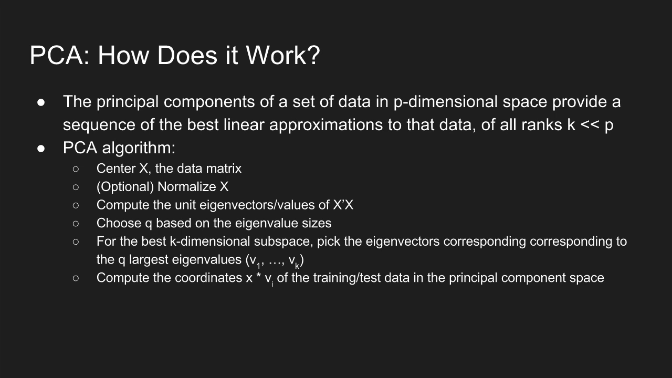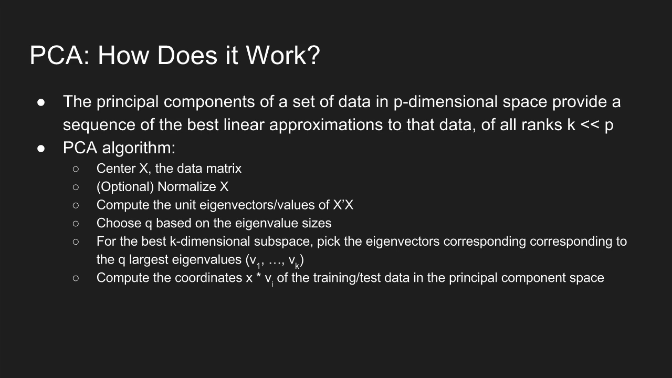So let's get into the meat of the algorithm. How does it work? Again, the principal components of a set of data in p-dimensional space provide a sequence of the best linear approximations to that data of rank K. I'm using the letter K to represent the lower dimensional subspace that I'm projecting onto, and I'm going to assume K is much, much smaller than P, the original dimension. This is the algorithm, very simple. I have data matrix X. Maybe X looks like this, where these are the sample points and these are the features.